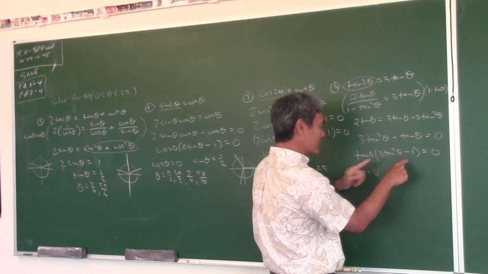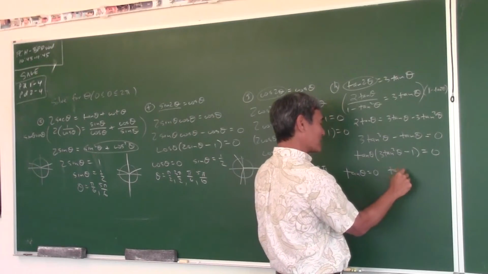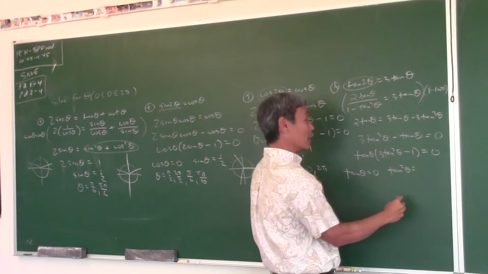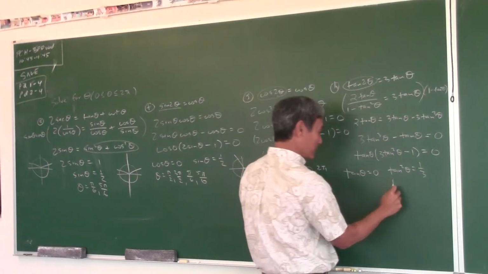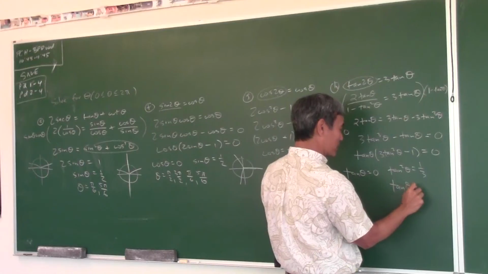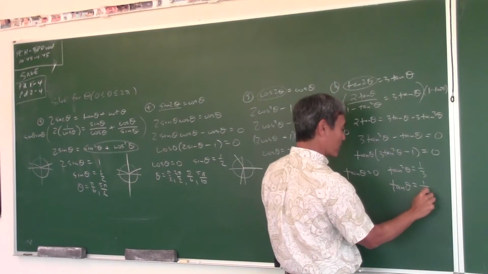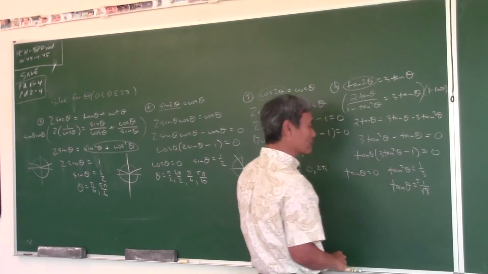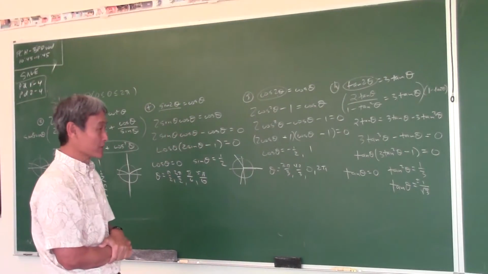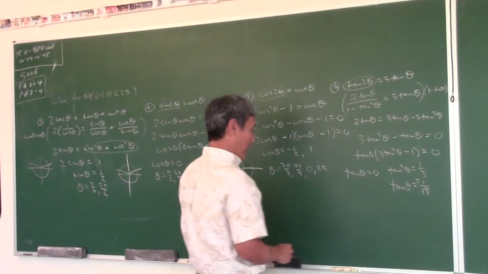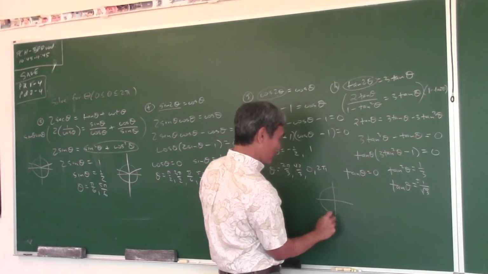Now, if this is equal to 0, that means tangent squared theta must be 1/3. Square root both sides. Tangent theta is equal to 1 over radical 3, plus or minus. Do not forget the plus or minus, people, because you just lost 2 solutions by doing that. And these are all numbers we're supposed to know.